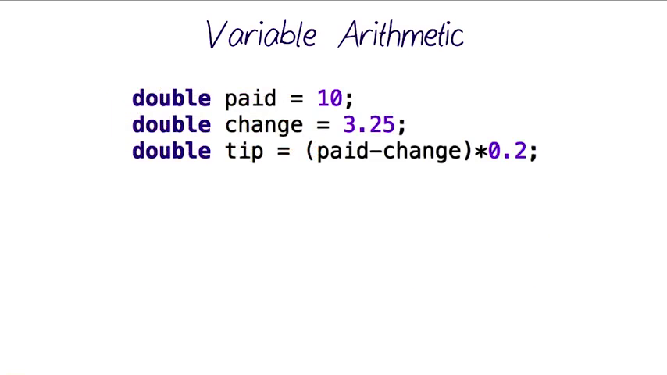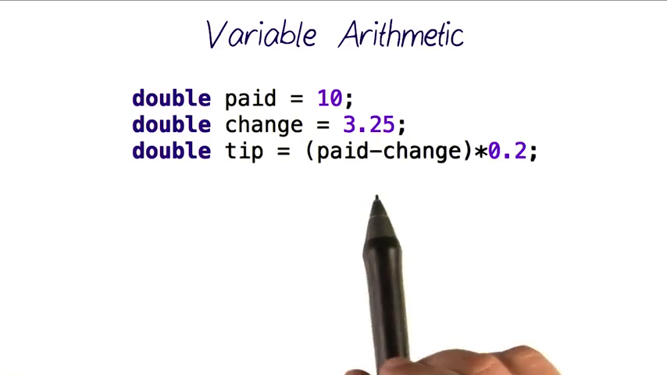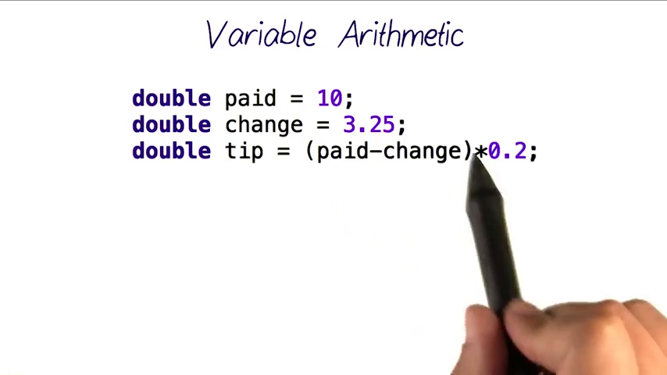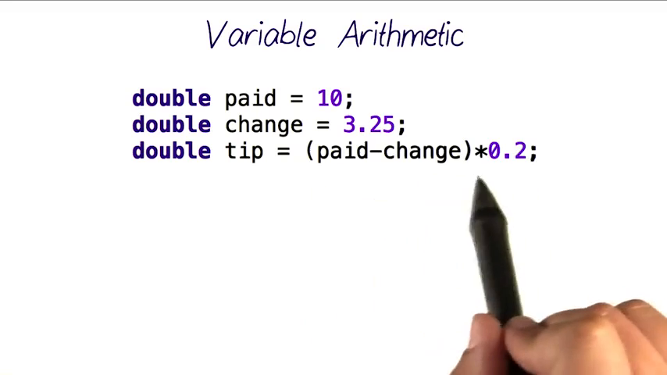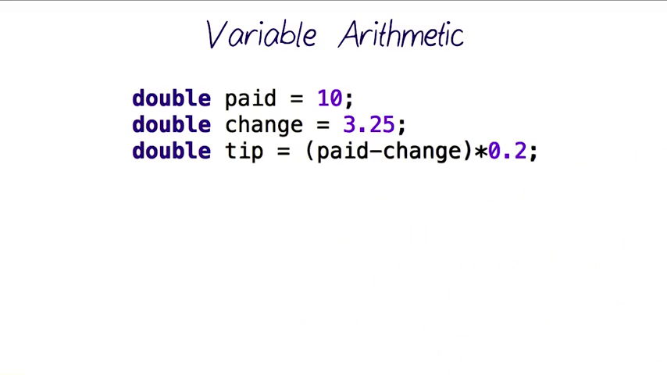We can even combine more and more arithmetic operations into one statement. For example, if I wanted to calculate the amount of tip I should leave based on the amount that I've paid and the change I got back, I could just subtract change from the amount paid and multiply that entire result by 0.2, which is 20%.